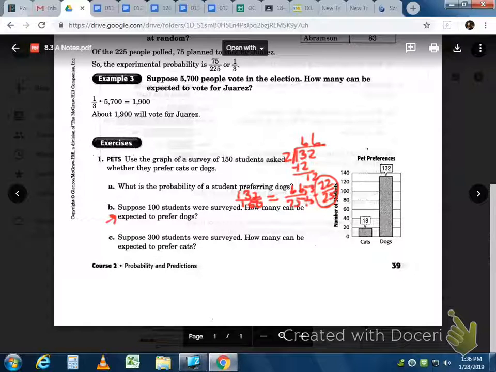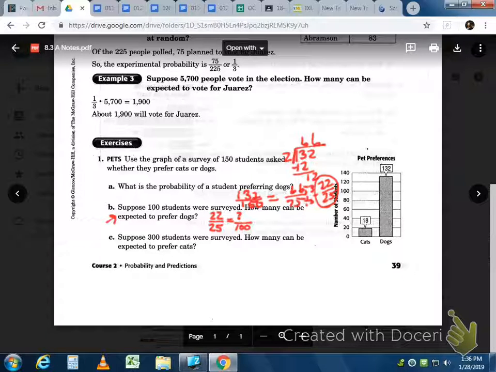Suppose 100 students were surveyed. How many can we expect to prefer dogs? I'm going to show you how to set up a proportion. I think that would be much better. So if 22 out of 25 prefer dogs, we want to know how many out of 100. Will we multiply? Yeah, we've done problems like that.